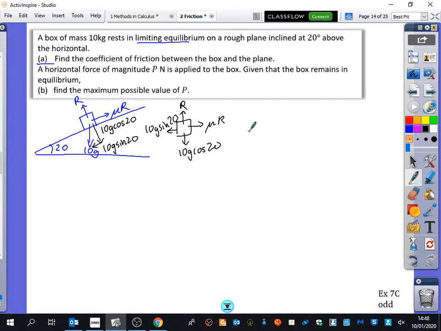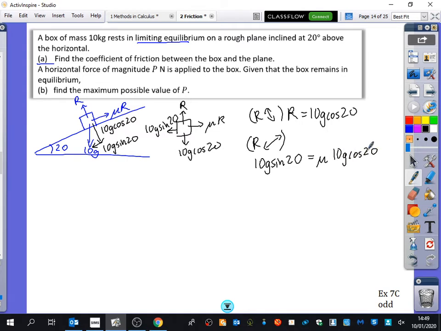What do I want to find out first? Up and down, left and right? I want to find out R. So very quickly, going in that direction, I can see that R is equal to 10G cos 20. And then resolving in the left and right direction, because it's in limiting equilibrium, these two things must be equal to each other. So I get 10G sine 20 is equal to mu multiplied by R, which is 10G cos 20.